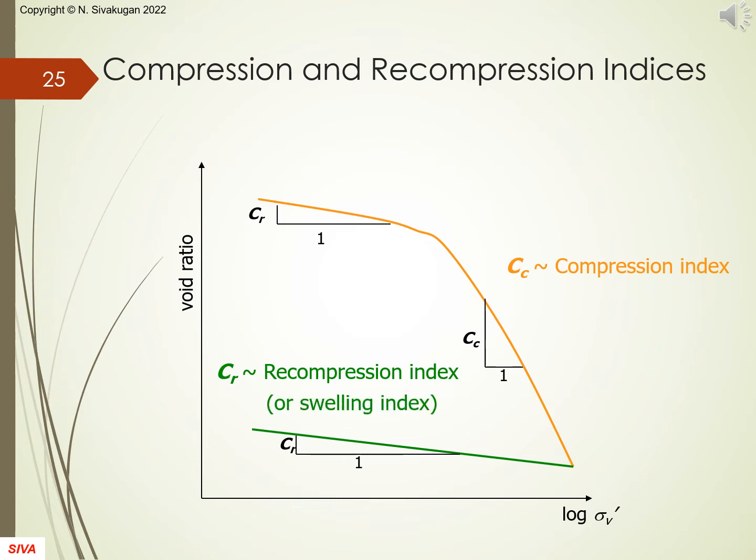The e-log sigma V' plot generally consists of straight line segments of 2 very different slopes. The slope of the latter part of the plot is called the compression index, denoted by Cc. The slope of the unloading path is called the swelling index Cs or recompression index Cr. If the clay is reloaded after unloading, it follows the same path as unloading.